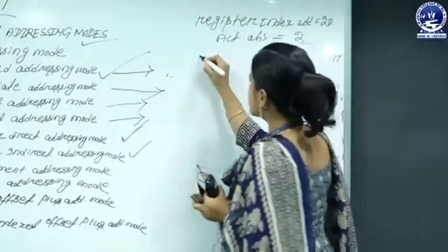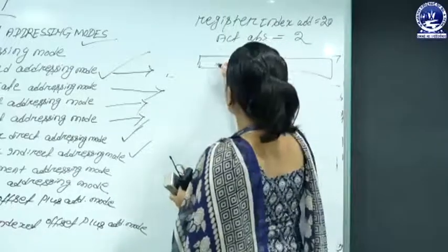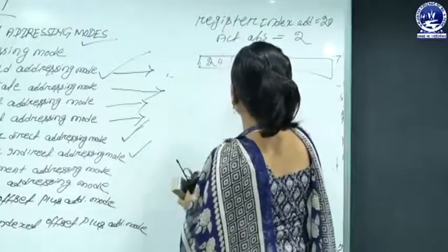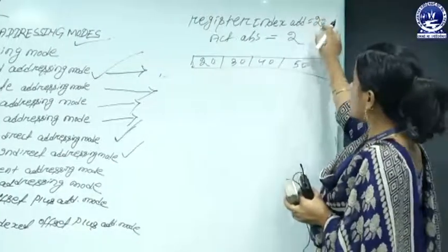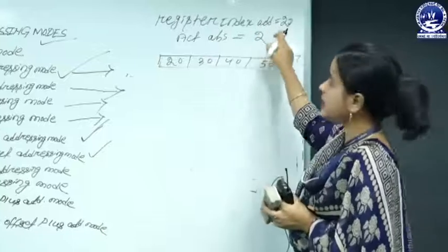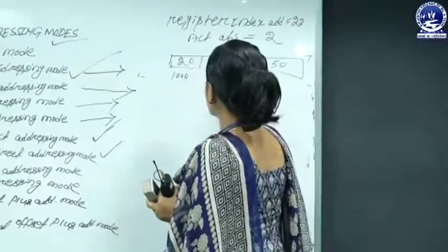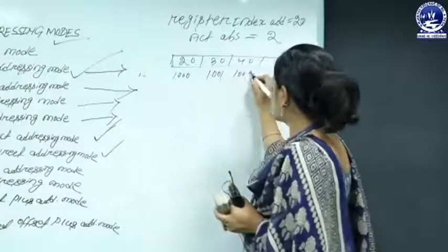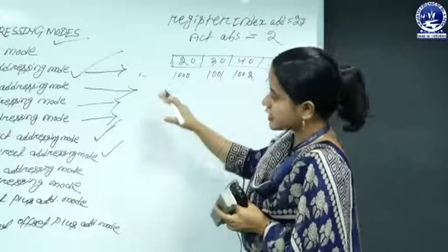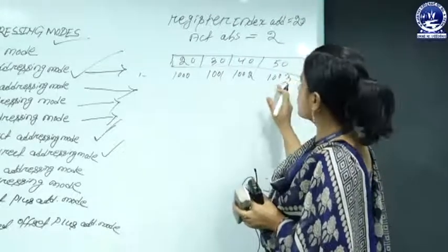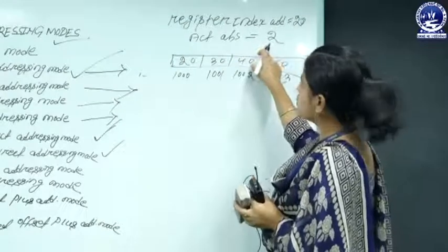That means here the register contains some operand data elements, and suppose the data elements are 20, 30, 40, 50. Now by using those operand elements, you have to calculate the index address. Suppose the index address of 20 is 1000, then 1001, 1002, 1003. But in case of displacement, another element is specified, that's your actual absolute value. Here the actual absolute value is 2.